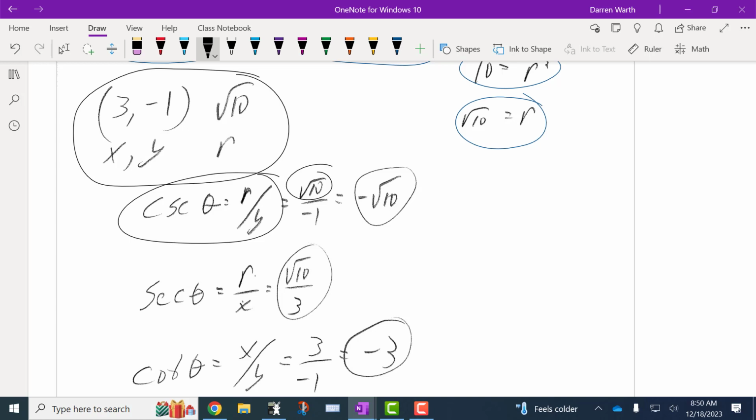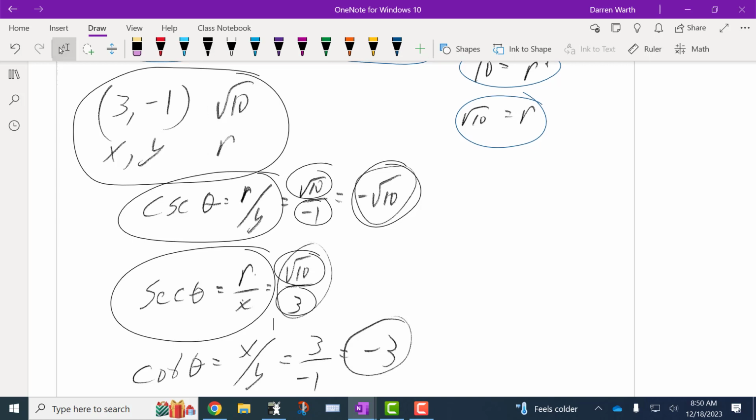So that's going to be the square root of 10 all over negative 1, which simplifies to negative square root of 10. Secant of theta, that's going to be r over x. So r is the square root of 10, x is going to be 3. And so that doesn't simplify, it's just going to end up being the square root of 10 all over 3.